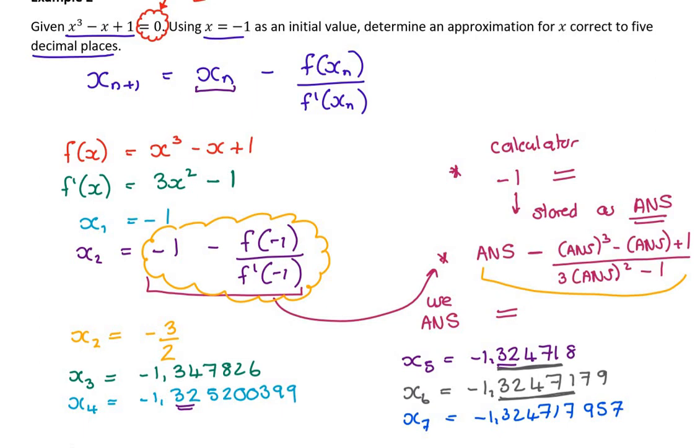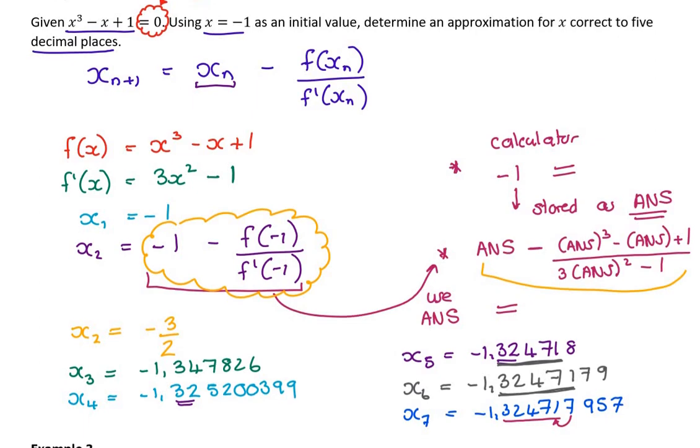So therefore, what is my solution accurate to 5 decimal places? Well, 32471, that's 5 decimals. And if I'm rounding to the first decimal place, my 7 will round my 1. Now, you don't leave it as 32471 because you know the next decimal place is a 7. And so if you don't round up, you're actually being a little bit inaccurate.